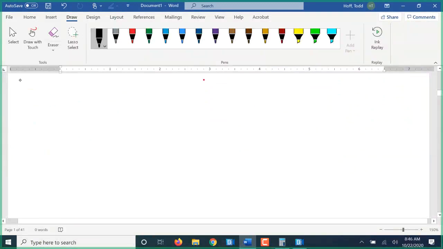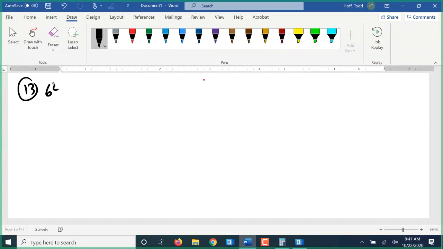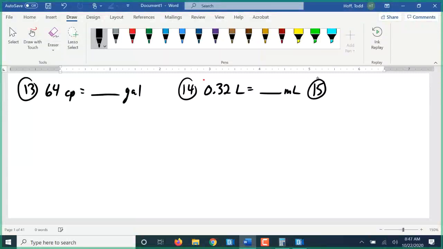Now we'll do another set of problems here for you. I would convert 64 cups into gallons. 0.32 liters into milliliters. And I'll fill these in as you get started.